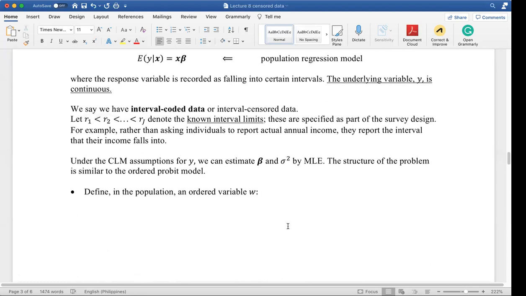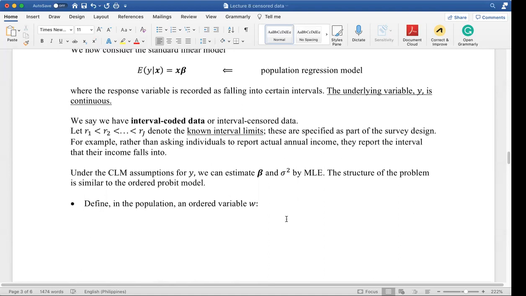Okay. Under the classical linear model assumptions for y, that is now we put the normality assumption, the conditional distribution of u given x is normal with mean 0 and variance sigma square. We can estimate beta and sigma square by maximum likelihood estimation. Okay. Now the structure of the problem is similar to the ordered probit model, but there would be some differences, okay, which we'll go into later.